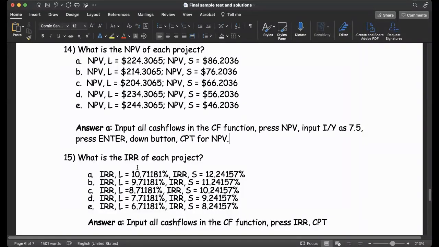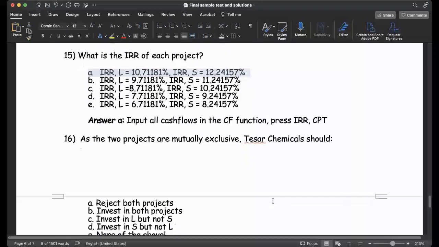And then question 15 is asking for IRR for each project. Again, you need to input all the cash flows in the cash flow function. Then you press IRR instead of NPV, press compute. You should get option A here. That's the IRR for L is 10.71181. IRR for S is 12.24157.